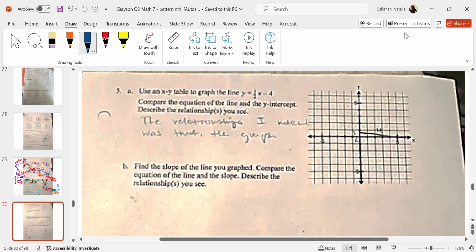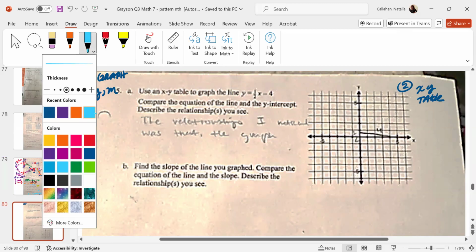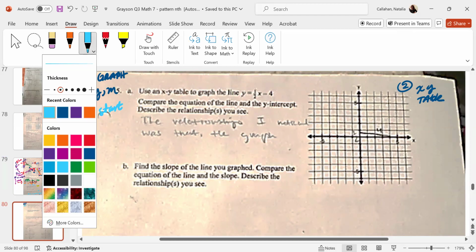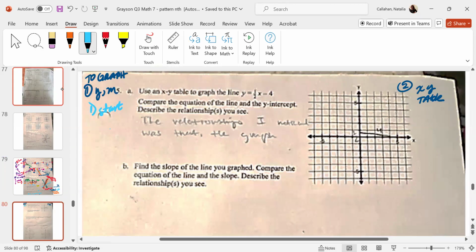Okay, so we could use a XY table. We've done this before, but when I just showed you how to graph this, where do you start? There's two different ways of graphing, okay? So the first way to graph is just with the y-intercept and the slope, right? And the second way is an XY table. Okay? So how do you graph using the first way? Where do you start? What letter do you start with?